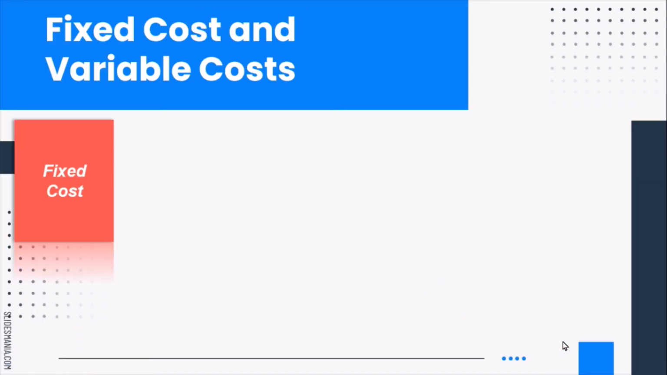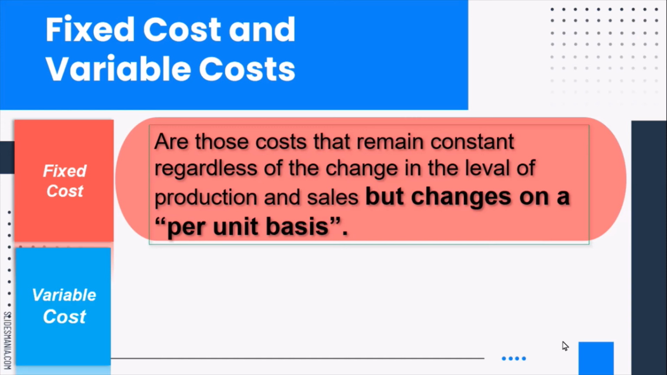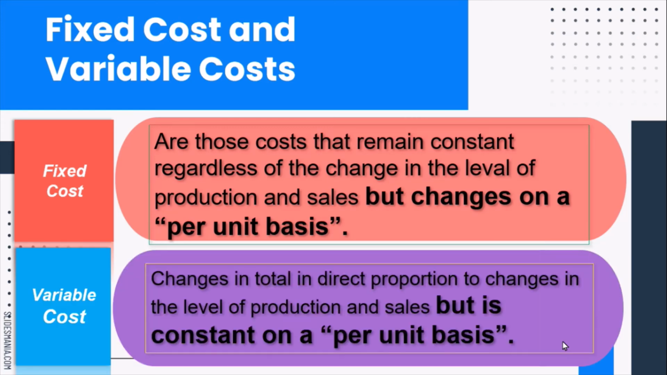Fixed costs and variable costs. So when we say fixed, they are those costs that remain constant regardless of the change in the level of production and sales, but changes on a per unit basis. A variable cost are changes in total in direct proportion to changes in the level of production and sales, but is constant on a per unit basis.